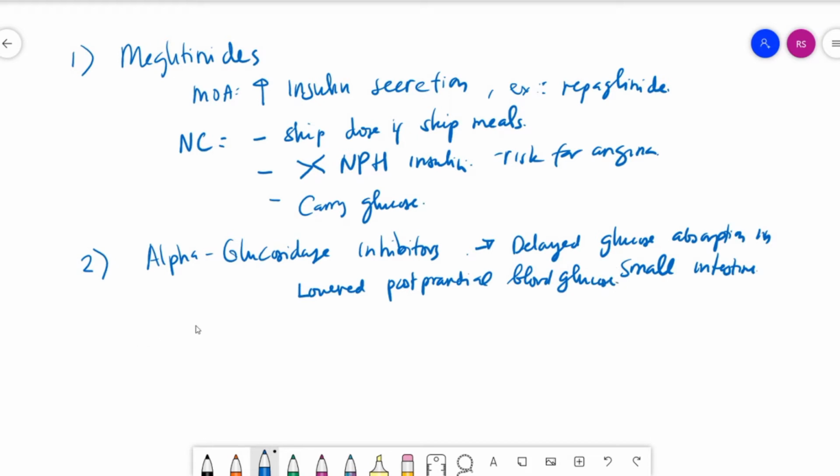The nursing consideration for this drug is to check kidney function. So you have to evaluate kidney function before the patient is started on this one. Check kidney function. It's not recommended for patients with renal dysfunction.